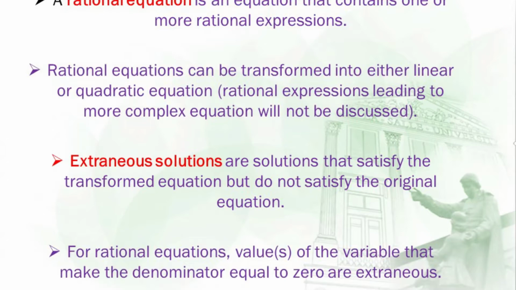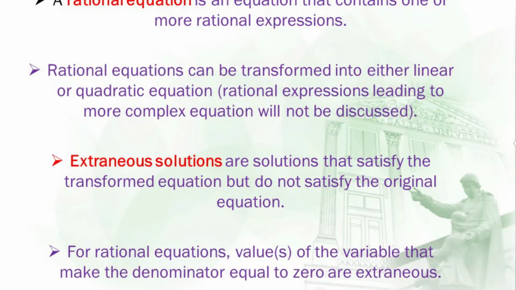Extraneous solutions are solutions that satisfy the transformed equation but do not satisfy the original equation. So that we call extraneous solutions. For rational equations, values of the variable that make the denominator equal to 0 are extraneous roots. Okay? For rational equations, values of the variable that make the denominator equal to 0, specifically, we call extraneous roots. Okay? So how do we solve the rational equation, and check for any extraneous solution.